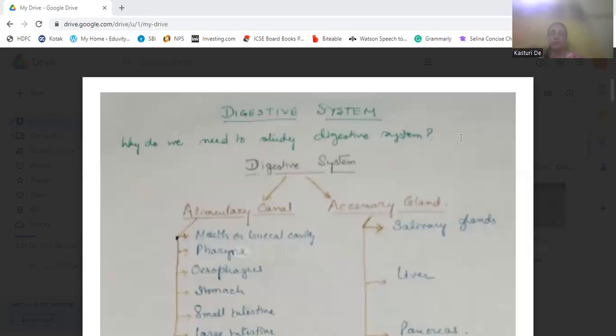The deficiency diseases, the vitamins, proteins and balanced diet, all these we have studied in our previous chapter. These things were spoken by doctors. But what is the digestive system? Why do we need to study it? When we take our food, why do we take it generally? Because we are hungry.